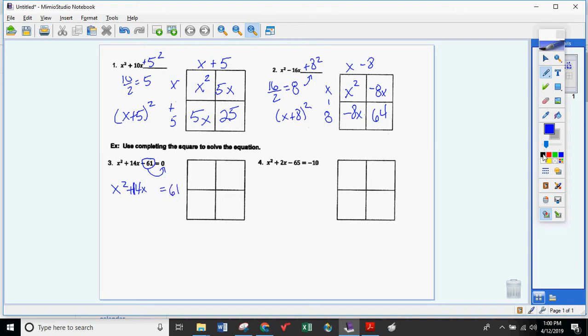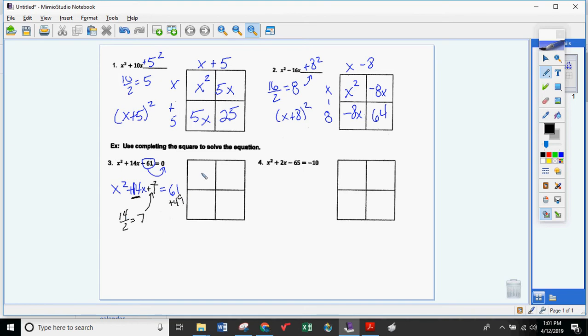And now we're going to repeat the process where I'm going to take this 14, divide it by 2, and that's going to tell me what goes here, 7 squared. And I have to add 7 squared to both sides. Sorry, I've kind of put myself in a corner. I have to add 7 squared to both sides so that then I am keeping the truth of the statement.